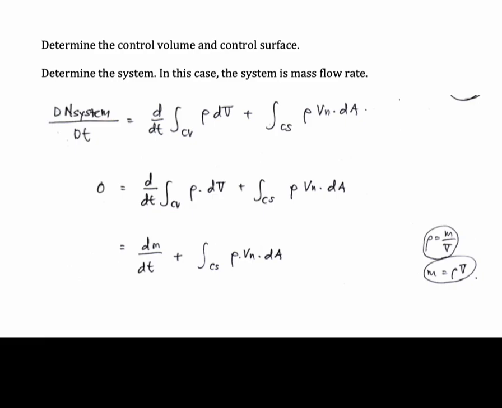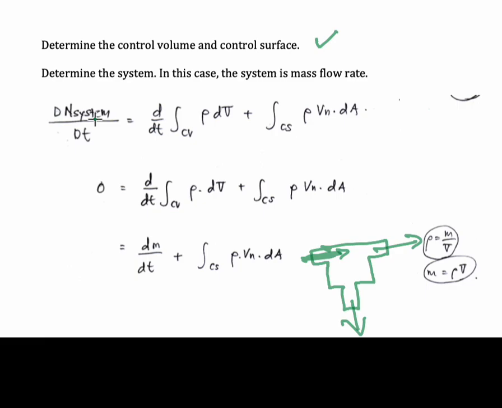Then determine the control volume and the control surface. In this situation, we will have the control volume like this one. We just assume that this is the inlet, and the other is the outlet. So the question is to determine the system. In this case, the system is the flow rate.